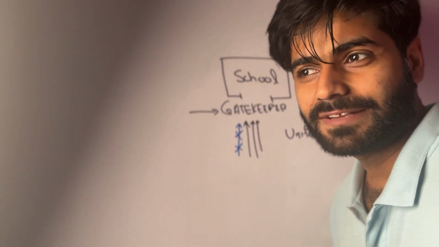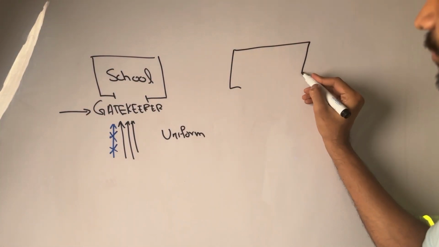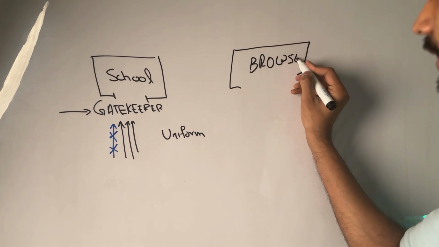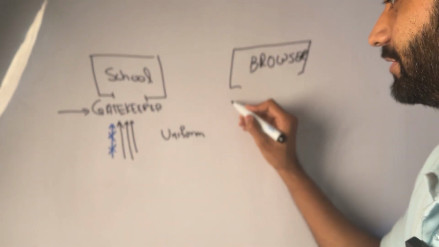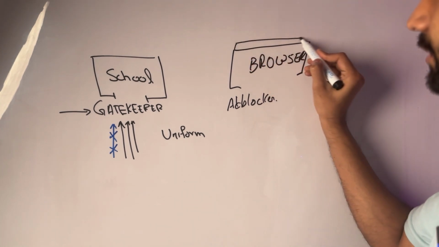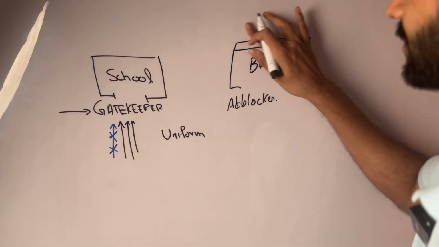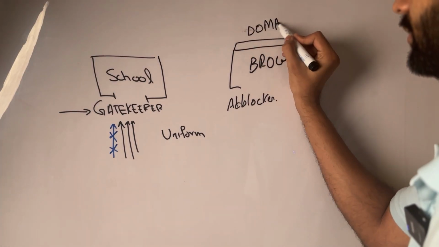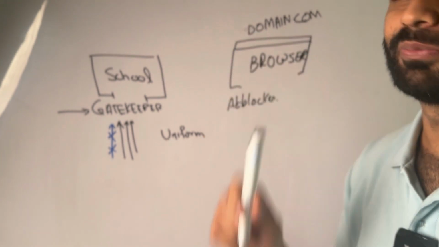The browser behaves in a very similar way. Let me redo the whole thing in a separate place. So let's assume that this is your browser, and ad blockers act as the gatekeepers. And every browser is loading a particular domain of your website. So for example, let's call it domain.com. So the uniform of this browser is domain.com.